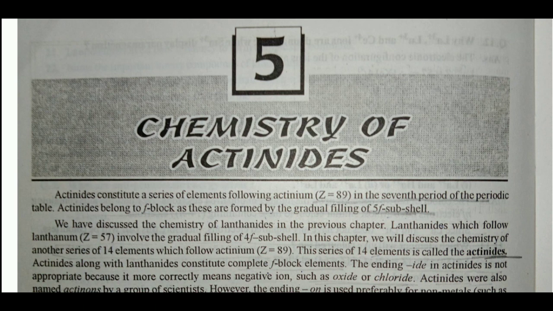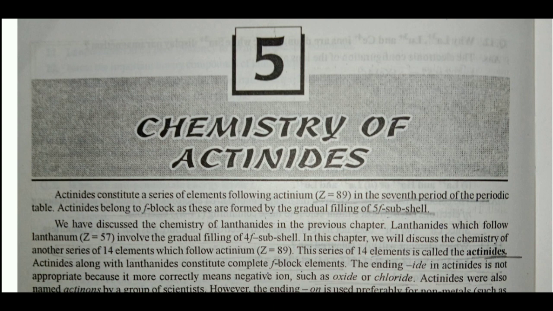Actinides constitute a series of elements following actinium in the seventh period of the periodic table. Actinides belong to F block as these are formed by the gradual filling of 5f subcell. We have discussed the chemistry of lanthanides in the previous chapter. Lanthanides, which follow lanthanum, involve the gradual filling of 4f subcell.